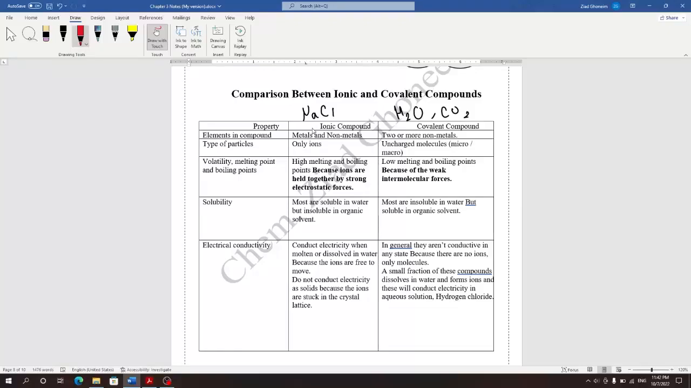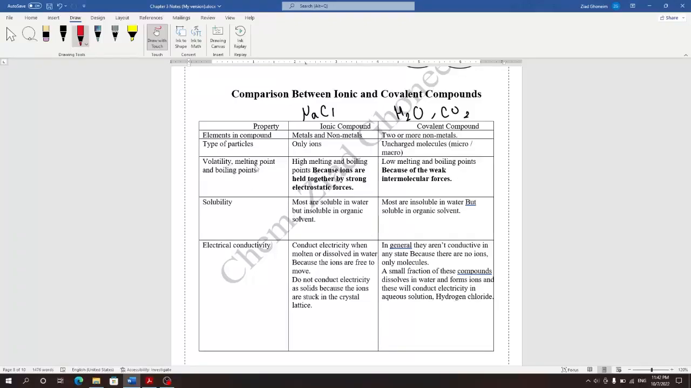There's no such thing. Covalent compounds, no, they are made of uncharged molecules. These molecules can be micromolecules like the ones we've mentioned before with single covalent bonds, double covalent bonds, or triple covalent bonds. Or they can be macromolecules. The macromolecules, we'll talk about them in a second, talk about graphite and diamond, and we'll also talk about silicon dioxide.